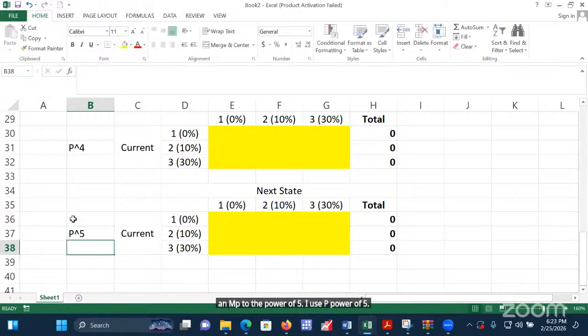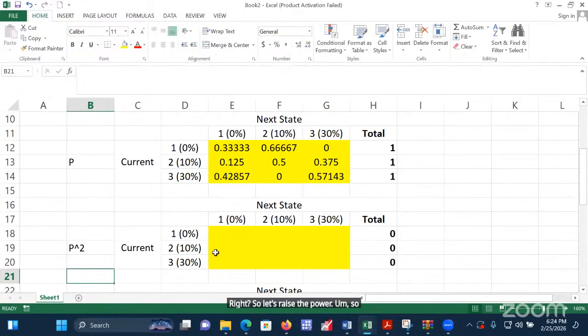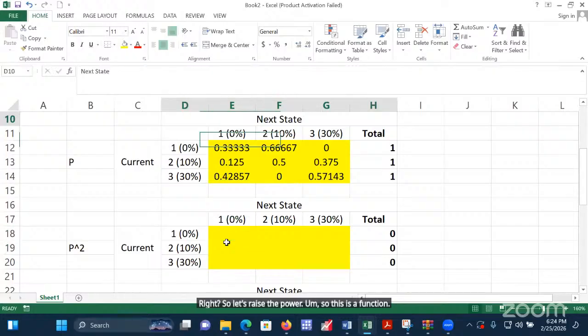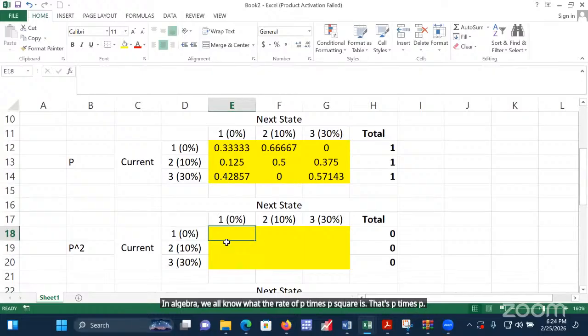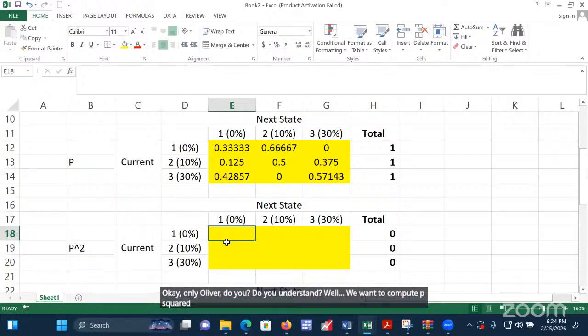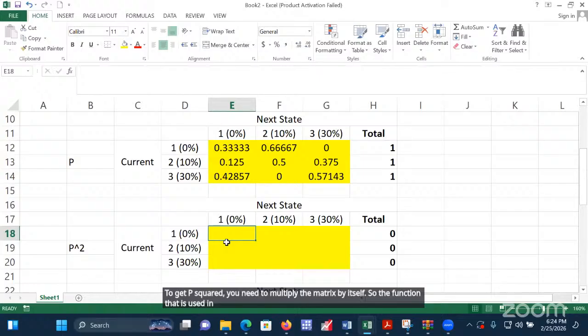All right. So now let's raise the power. In algebra, we all know what P squared is. That's P times P. Okay, Oliver, do you understand? When you want to compute P squared or X squared, you multiply X by X. So it's the same concept here. To get P squared, you need to multiply the matrix by itself. So the function that is used in Excel is MMULT, matrix multiplication.